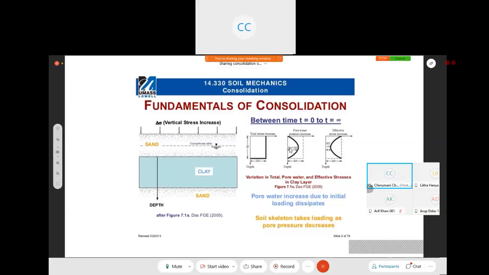But as time elapses, there will be expulsion of water. That means water will squeeze out of the soil sample. Then the pore water pressure will reduce because water is squeezing out, and some amount of vertical stress will be transferred to the soil skeleton. Some amount of vertical stress will be taken by the soil skeleton. So initially the water pressure increases, and after that the pore water pressure will decrease. Is it okay? Is it clear?